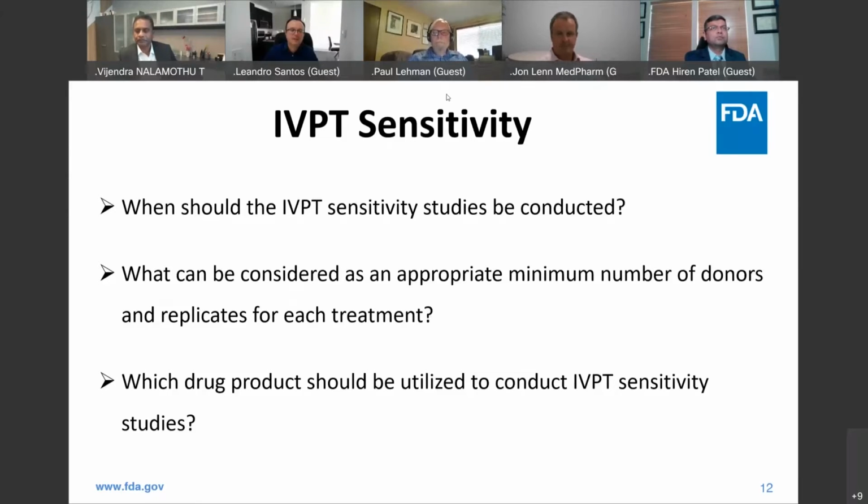Just one quick comment, in terms of the number of donors. I think one aspect no one mentioned: depending on your compound, you're going to have much higher variability as well. We have seen over the years that more hydrophilic compounds tend to show much higher variability. So to have appropriate conclusions, you may, of course, need to increase the number of donors and replicates. So just one last point.